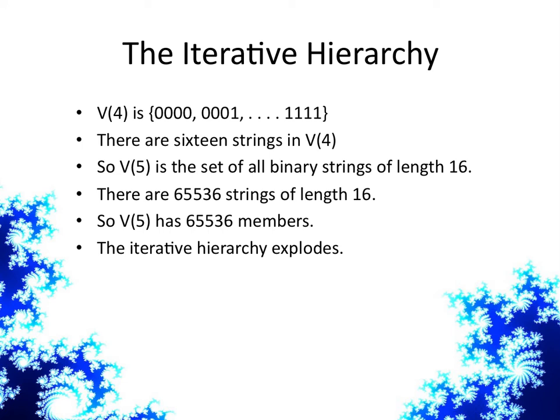The power set is the set of all binary strings of length k, where k is the number of members in the previous set. So there are 65,536 strings of length 16. This means V5 has 65,536 members. The iterative hierarchy just now explodes.